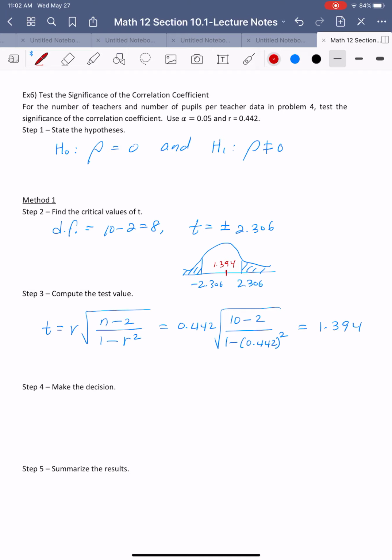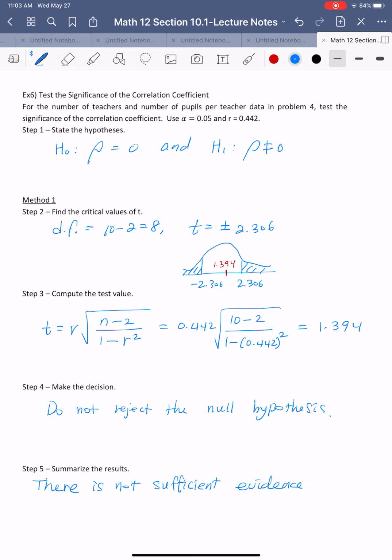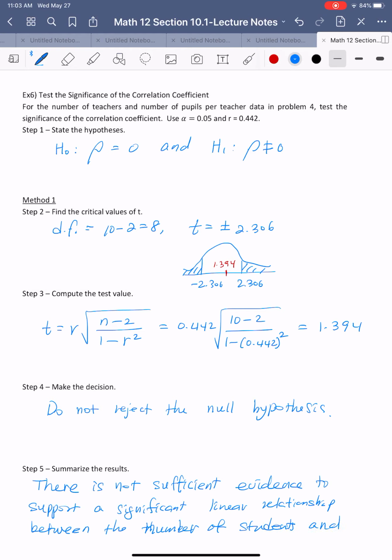So now we have to say do not reject the null hypothesis, which means there is not sufficient evidence to support a significant linear relationship between the number of students and the number of pupils per teacher. Okay.